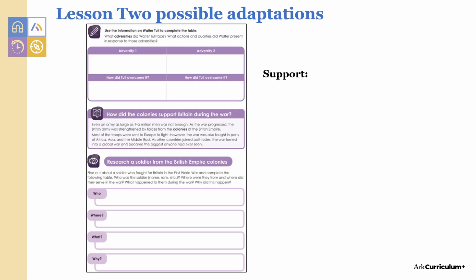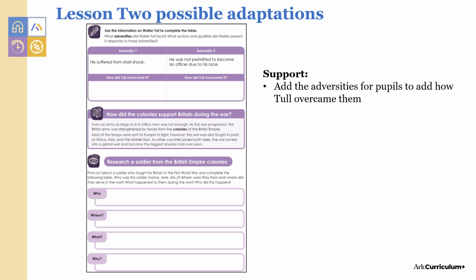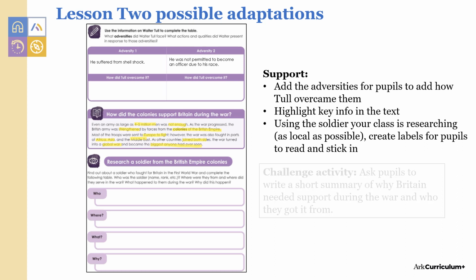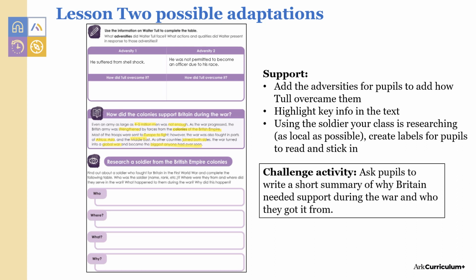To support pupils for these activities in Lesson 2, you could add the adversities for pupils to add how Tull overcame them. You could highlight key information in the text. And using the soldier your class is researching, as local as possible, you could create labels for pupils to read and stick in. As a challenge activity, ask pupils to write a short summary on why Britain needed support during the war and who they got it from.